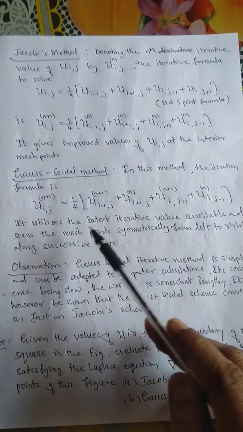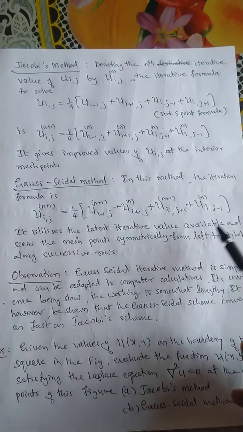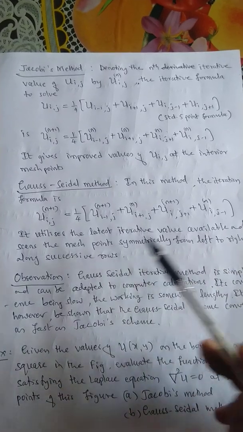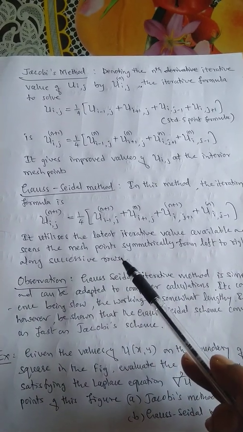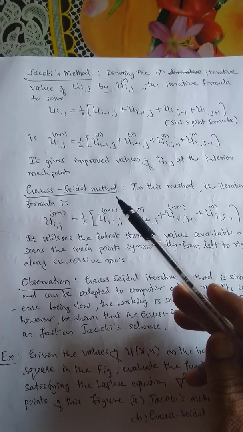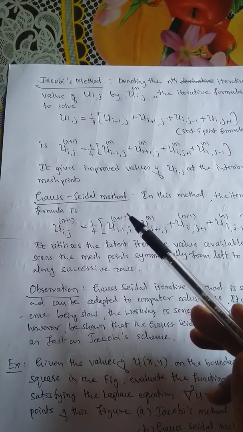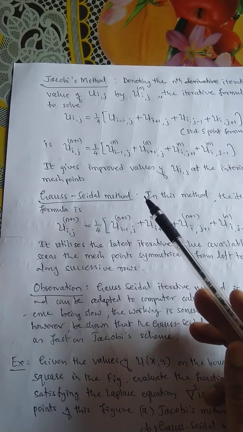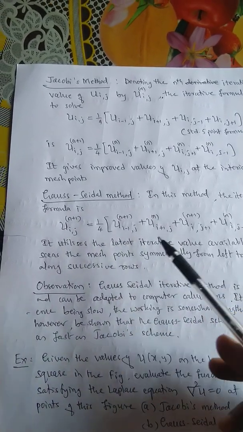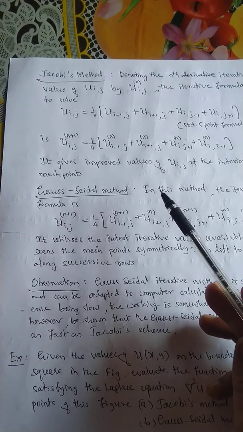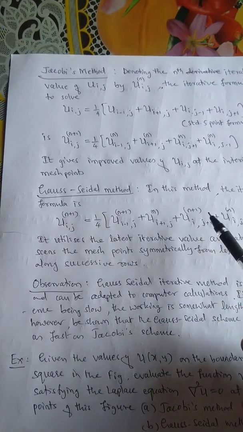So it utilizes the latest iterative value available and scans the mesh points symmetrically from the left to the right along the successive rows. That means in u2 we can use u1, in u3 you can use u1 and u2 approximations, in u4 you can use the previous iterative values, that is u1, u2, u3.